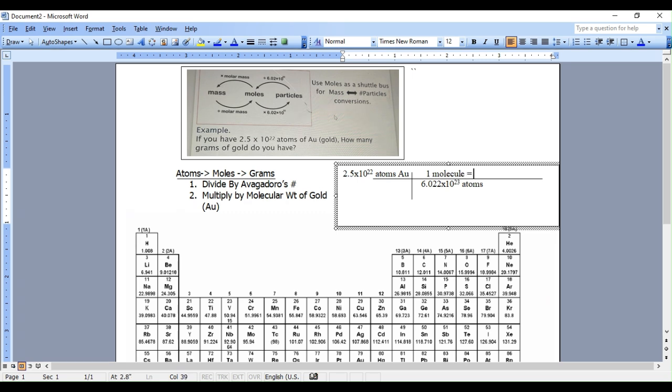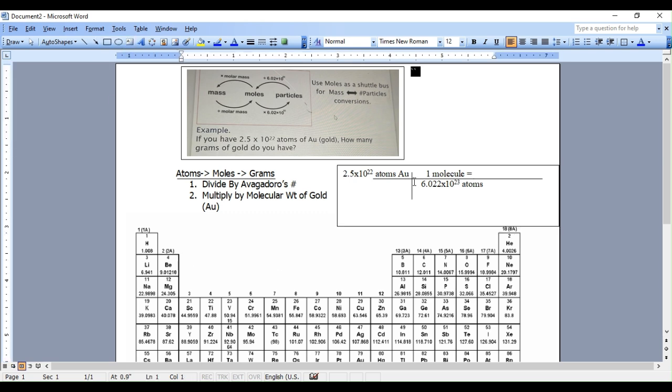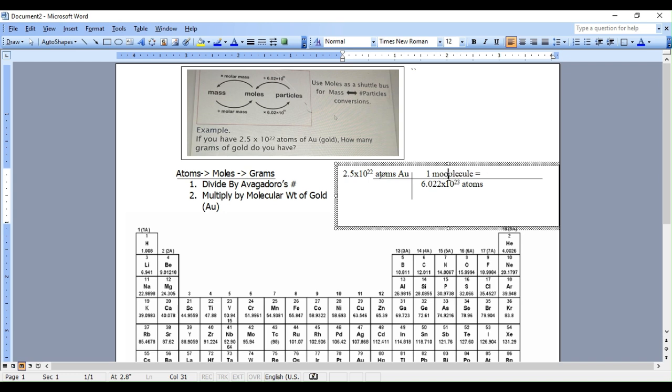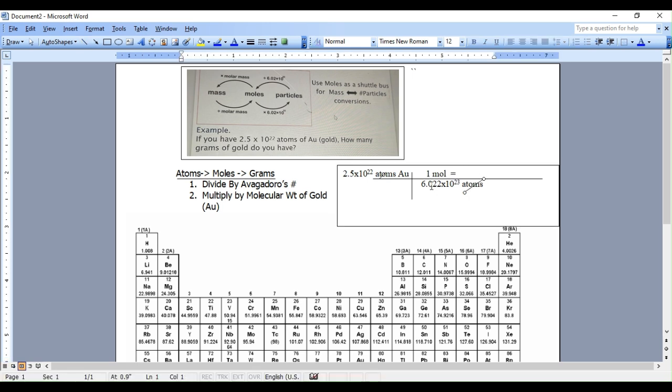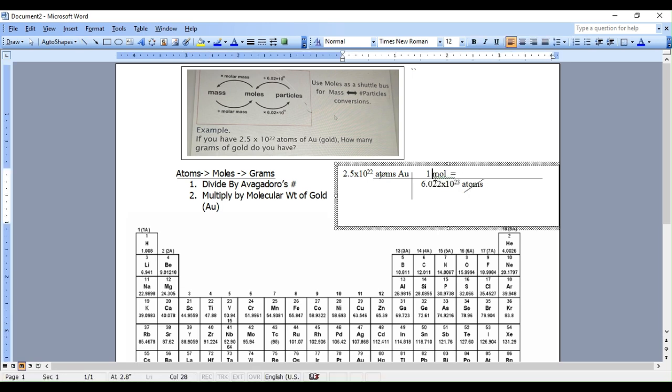So what does that leave us? When I do that math, I can see the units are going to cancel. The atoms cancel with atoms, and I'm left with, excuse me, I made a mistake here. Mole, not molecule. My mistake. So the atoms cancel and leave me with a mole. Avogadro's is 6.022 times 10 to the 23rd atoms in 1 mole. Now I'm left with the 2.5 times 10 to the 22 divided by Avogadro's number.